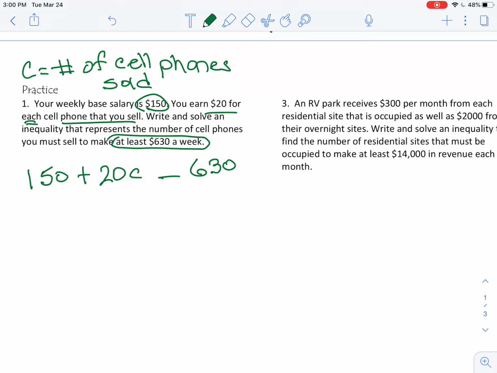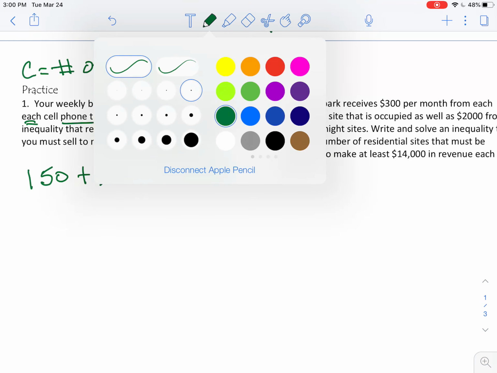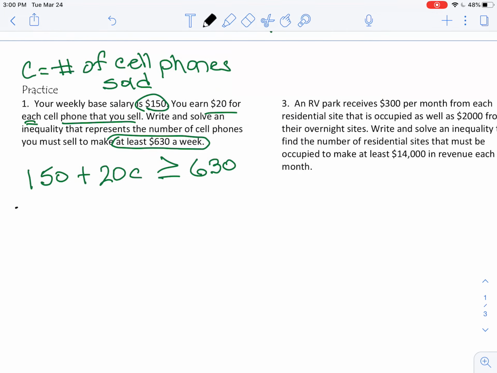So there's an equal sign. Then, if we want at least $630, do we want more than $630 or less than $630? At least $630 means we want more than $630. There's our inequality.